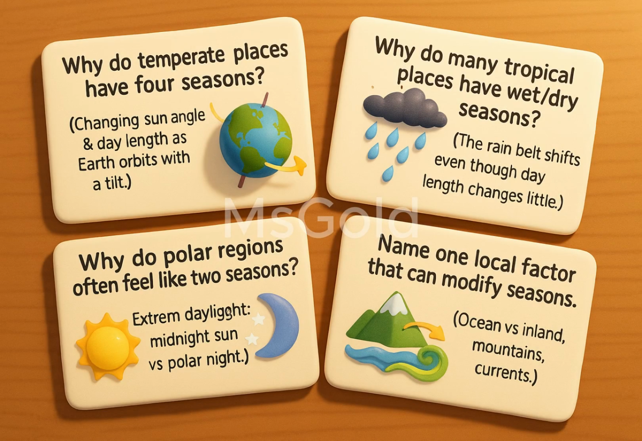Finally, before we end this lesson, let's reflect on the following and include your reflections in the worksheet attached to this video. Why do temperate places have 4 seasons? Why do polar regions often feel like 2 seasons? Why do many tropical places have wet and dry seasons? Then the last one, name one local factor that can modify seasons.